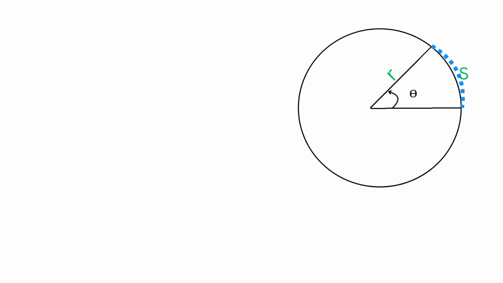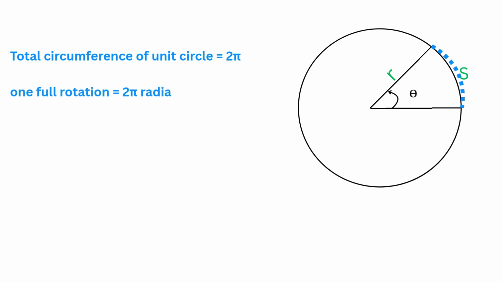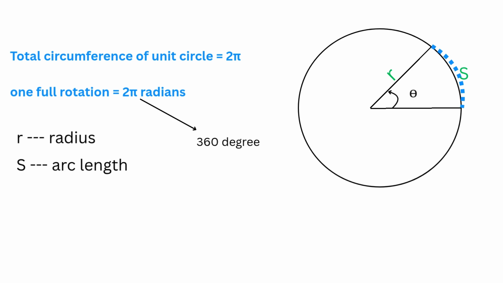Since the total circumference of a unit circle is 2 pi, one full rotation around the circle equals 2 pi radians. That's the same as 360 degrees. In general, for any circle with radius r and arc length s, the angle in radians is given by the formula, theta equals s divided by r. This simple relationship helps us connect angles, arcs, and circles beautifully.